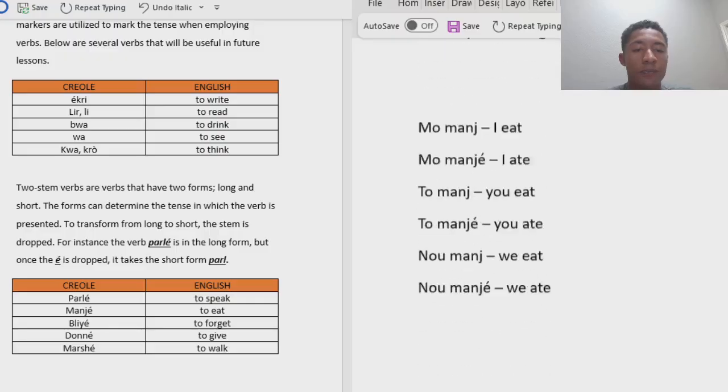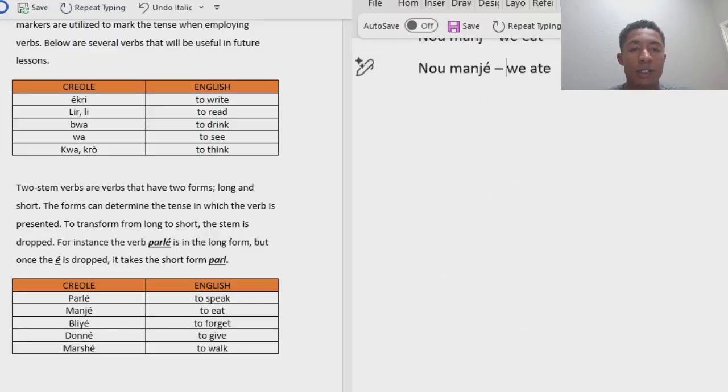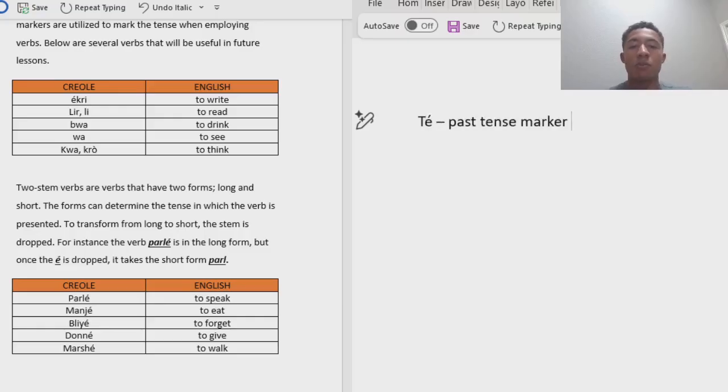So below, you have te. And this is like your past tense marker. You can use this to mark the past tense, as we have actually been doing throughout the entire lesson. You've actually seen this before, te. And so if you want to do it with your one-stem verbs, for instance, you have mo écrit, which is I write. Well, if you want to say I wrote, and you don't want to just use mo écrit again, you can actually say mo te écrit, I wrote.